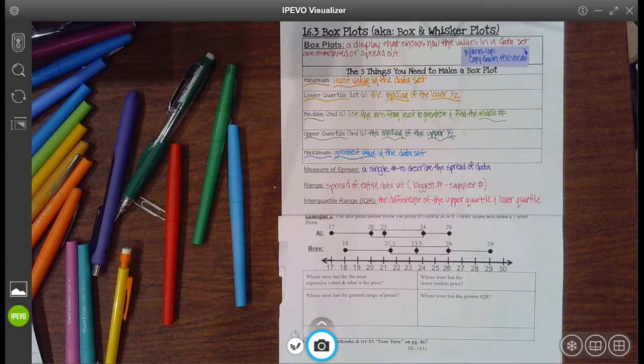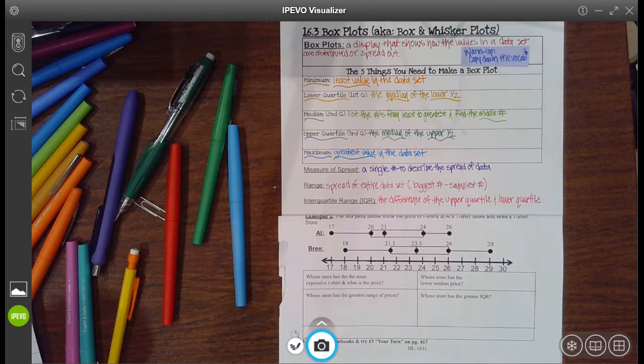Hello, my little mathematicians. Today we are going to explore box and whisker plots, otherwise known as box plots. Box plots are a display that shows how the values in a data set are distributed or spread out.